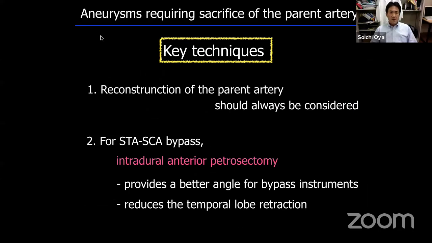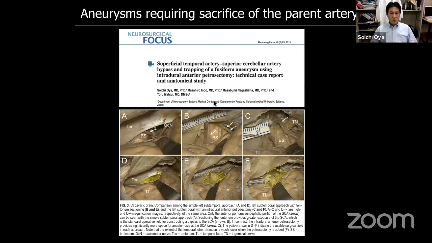So for aneurysms requiring sacrifice of the parent artery, I think reconstruction of the parent artery should always be considered. For SCA bypass, I think intradural anterior petrosectomy provides a better angle for bypass instruments, and also mitigates temporal lobe retraction. We reported this case in the Journal of Neurosurgical Focus, and we showed the significant increase of the working space here.